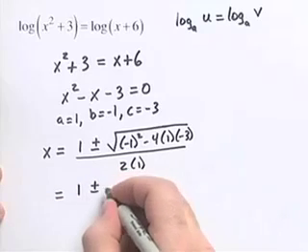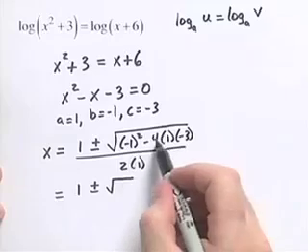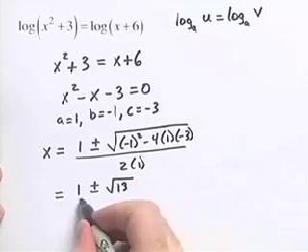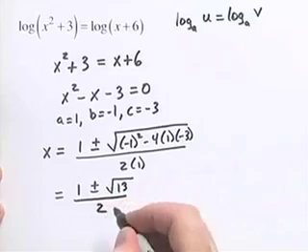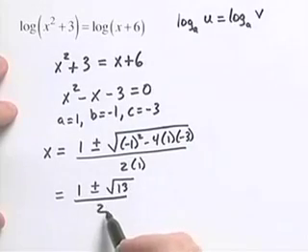Look at this: 1 plus or minus the square root. If we evaluate this inside, we'll have 1 plus 12, which is 13, and then the denominator will be 2. It's important when solving logarithmic equations that we do check the solutions that we get, because sometimes doing operations on our equations can yield extraneous solutions. In this case, we have 1 plus or minus the square root of 13 divided by 2.